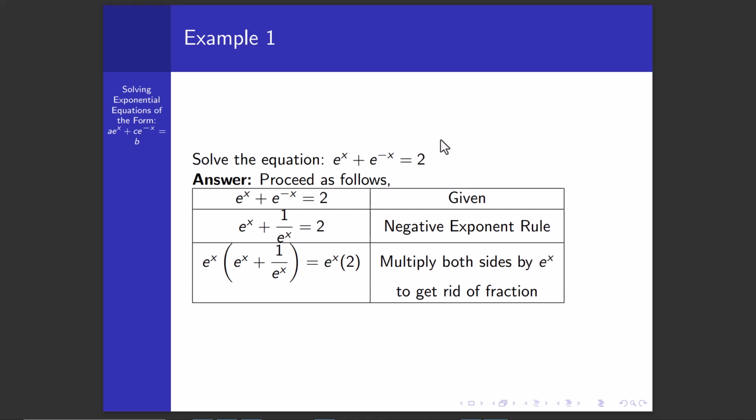So first thing we're going to do is use that negative exponent rule, changing e to the negative x to 1 over e to the x. And then I'm going to multiply both sides by e to the x. This will get rid of the fraction. So I have e to the x times the quantity e to the x plus 1 over e to the x is equal to e to the x times 2.